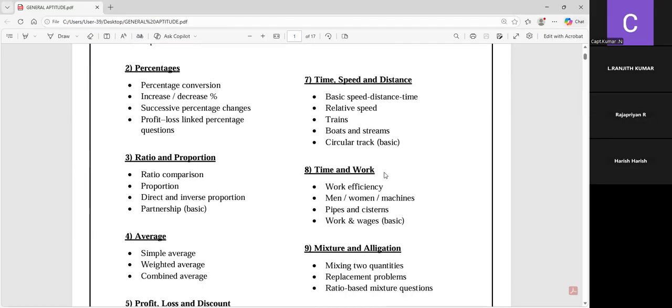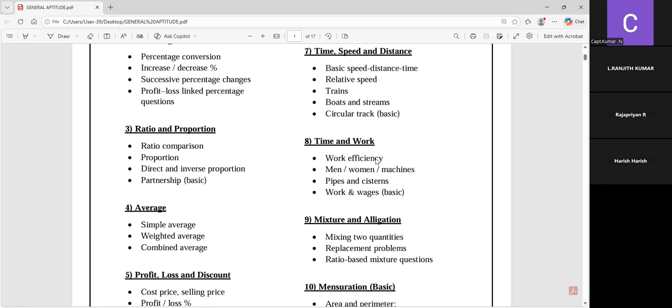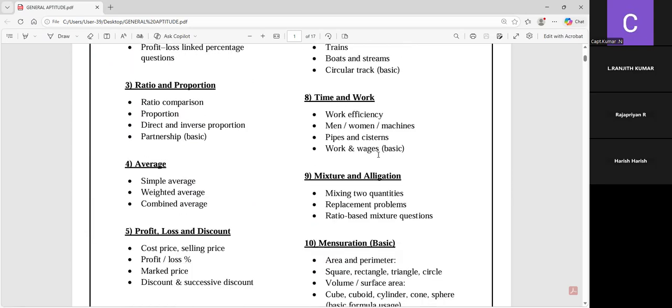Seventh one, time, speed and distance. That is nothing but how much time, how much speed, how much distance the component will travel. For example, the component will travel from one point to another point. How much distance is traveled with respect to time? How much speed will be taken? According to this, we are going to calculate the velocity, acceleration. This and all we're going to see in the seventh chapter.